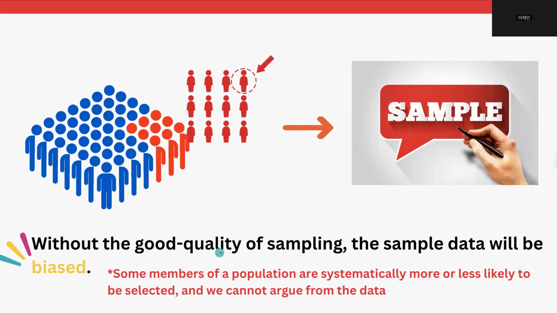So without a good quality sampling method and sampling strategy, the sample data will be a biased one, because some of the methods will be easier and some of the methods are cheaper and very budget friendly. But in many cases, they lose quality as a sample. So that's why.